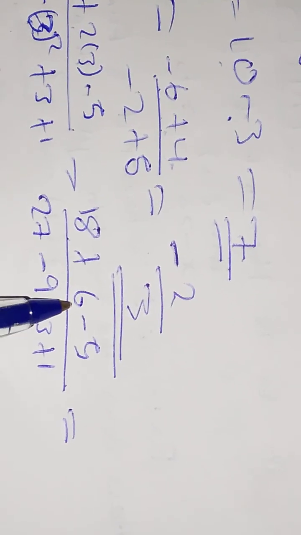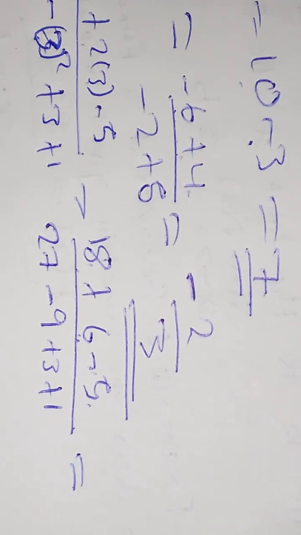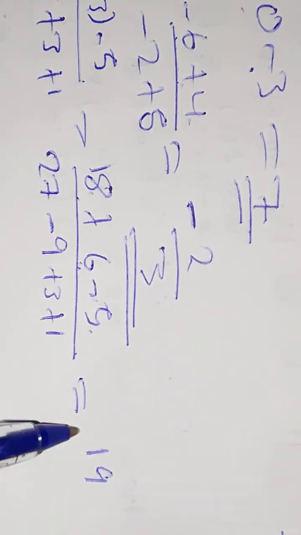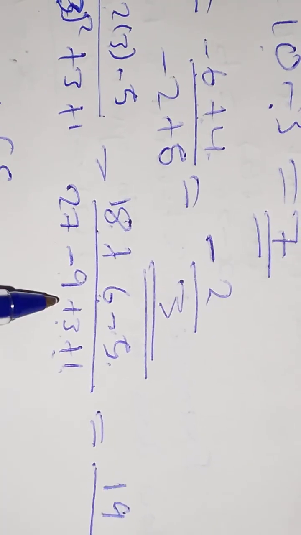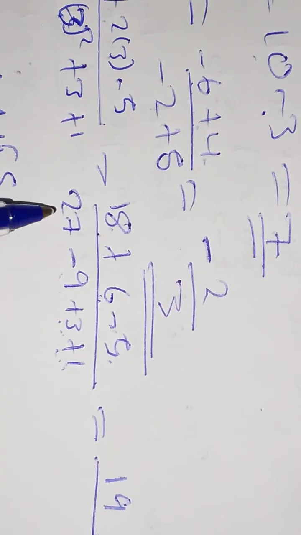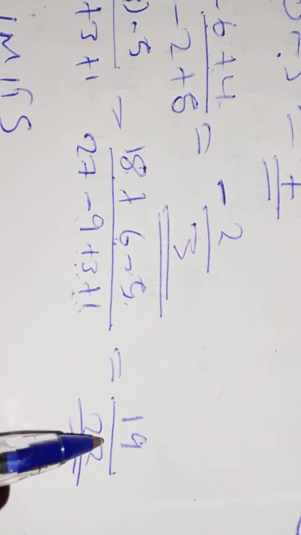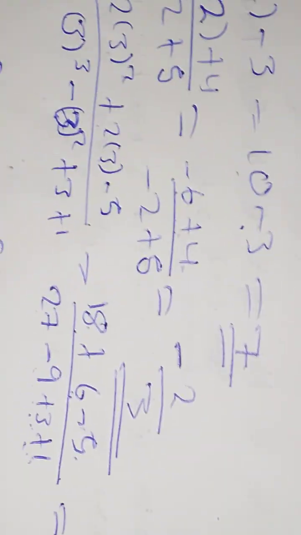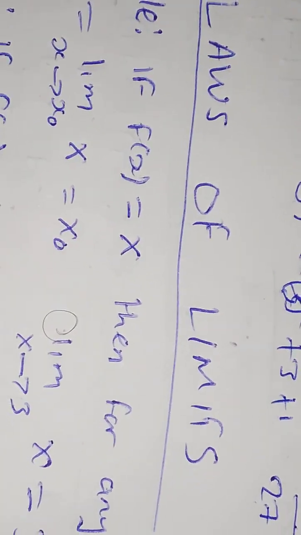So we have 18 plus 6 minus 5. 6 minus 5 gives you 1, and 1 plus 18 is 19, over 3 plus 1, which is 4. 27 minus 9 plus 4 is 22. So this is 19 over 22. Okay, now we have solved this one.